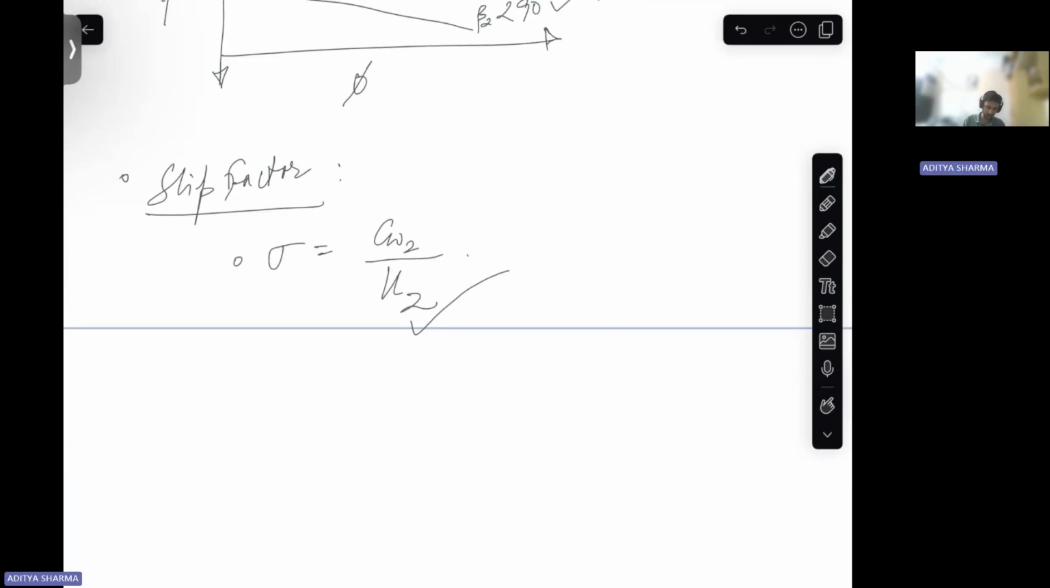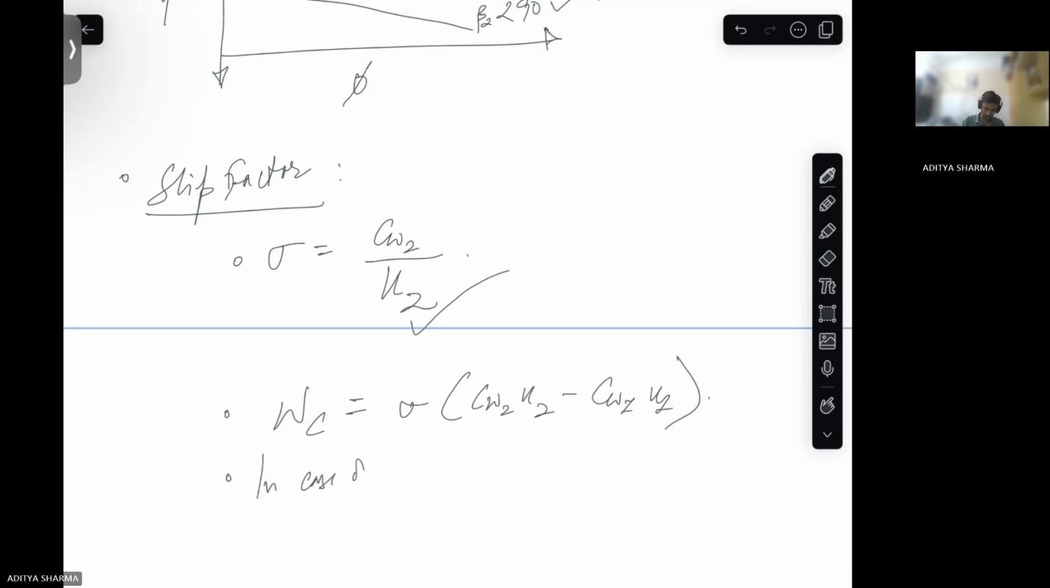And if we include slip factor in the work expression, then this becomes like this. So this is the expression that becomes. And in case of radial vanes, this comes out to be U2 square. We have seen why, because beta 2 becomes 90 degrees.